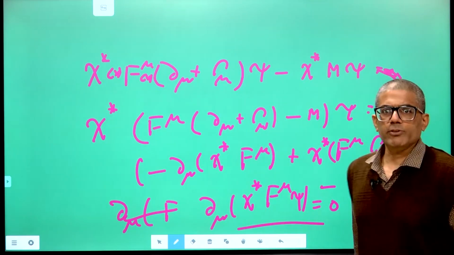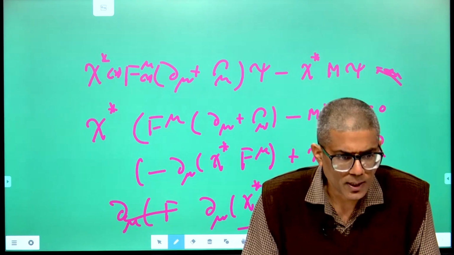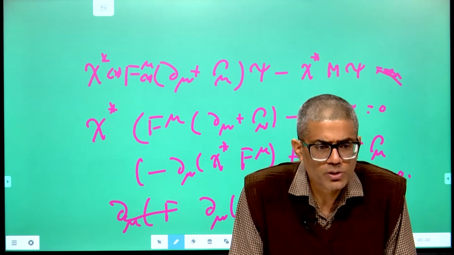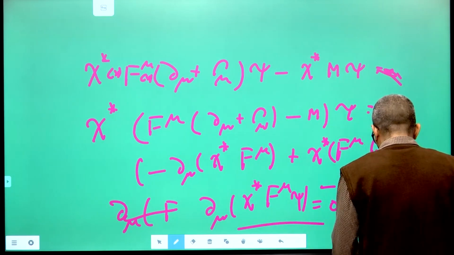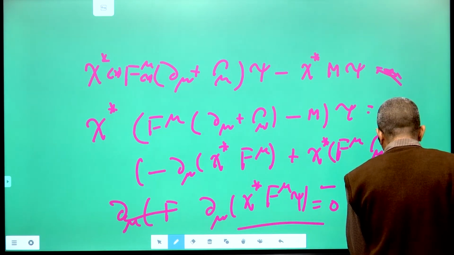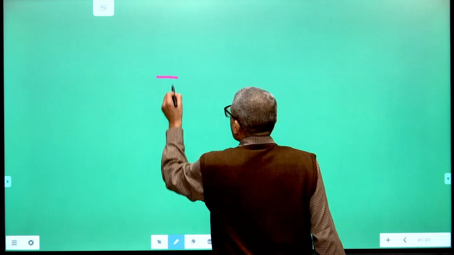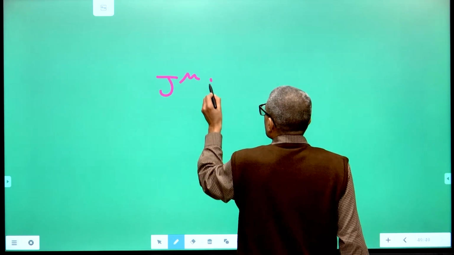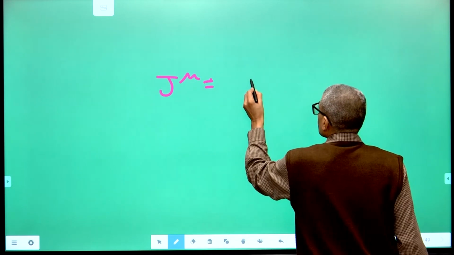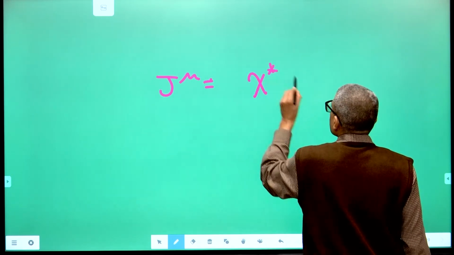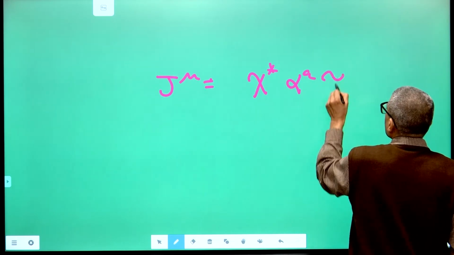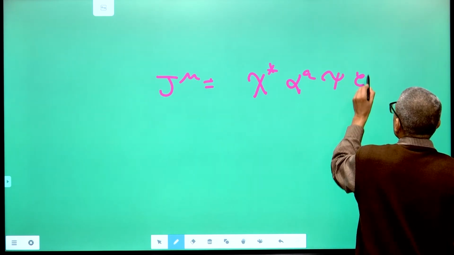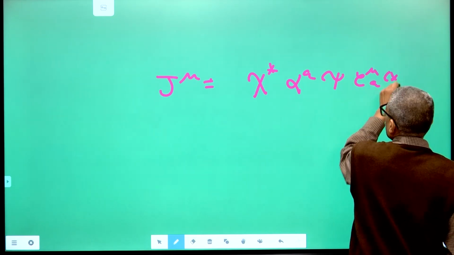So this is the Dirac current which you should use when you write down Maxwell's equations, when you write down Maxwell's equations in an electron-positron field in curved space-time. So you define the Dirac current J mu to be equal to the dual chi star into alpha A into psi into E mu A of x.